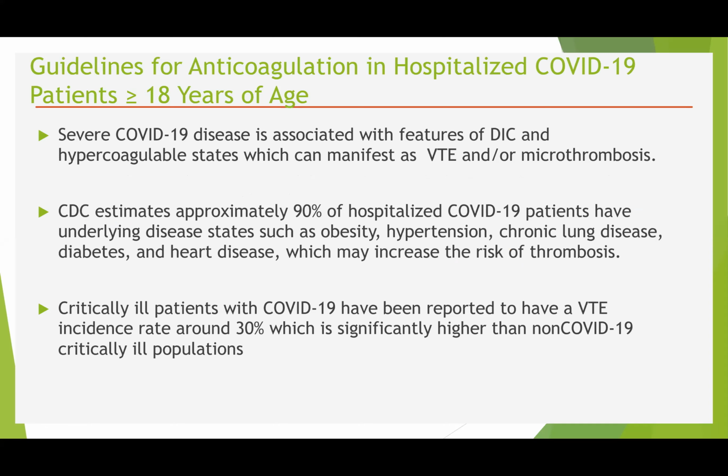Severe COVID-19 is associated with features of DIC and hypercoagulation, which can manifest as venous thromboembolism and microthrombosis. The CDC also estimates approximately 90% of hospitalized COVID-19 patients, especially in ICUs, have underlying diseases like obesity, hypertension, chronic lung disease, diabetes, and heart disease, which may increase the risk of thrombosis along with COVID. Critically ill COVID-19 patients have been reported to have a venous thromboembolic incidence rate around 30%, which is significantly higher than non-COVID patients.